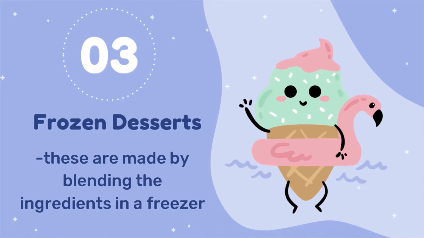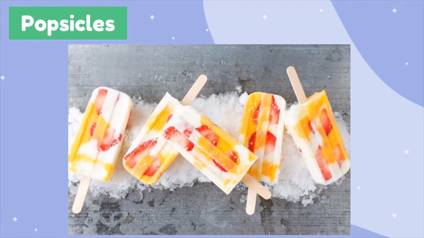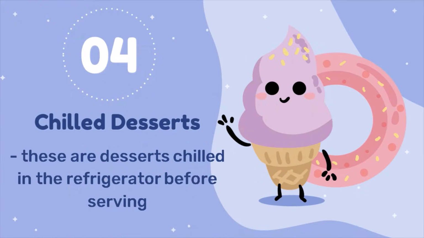Number 3. Frozen desserts. Frozen desserts are made by blending the ingredients in a freezer. Number 4. Chilled desserts. Chilled desserts are desserts chilled in the refrigerator before serving.